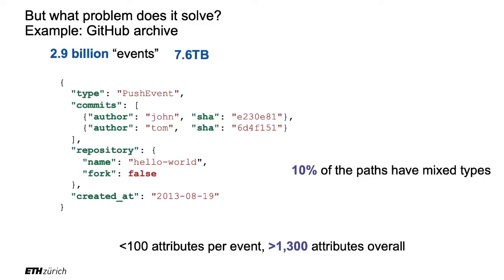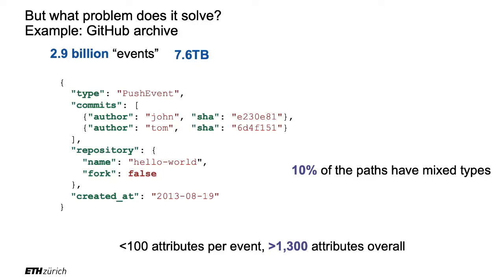10% of the path, so what we call a path is, for example, foo.bar, blah, blah, blah, that's a path. And if you look at that path in every object, they have mixed types. It's going to be an integer here, it's going to be a string there. Why? Because in 2014, they wrote it as an integer, and somebody in 2015 decided to change the schema and make it a string, right?